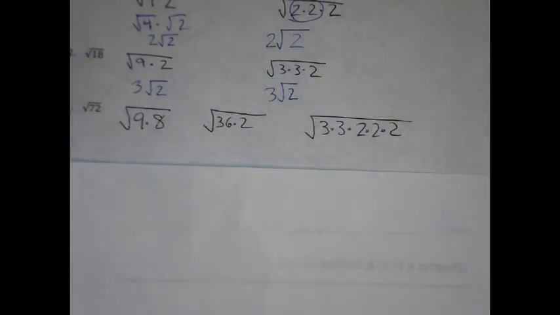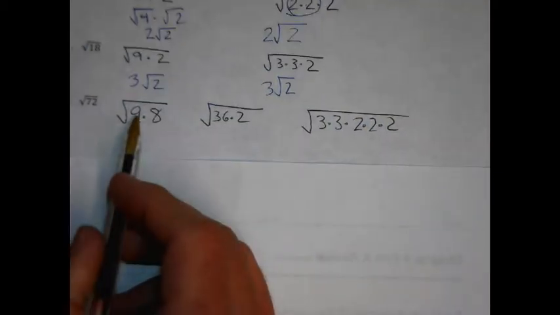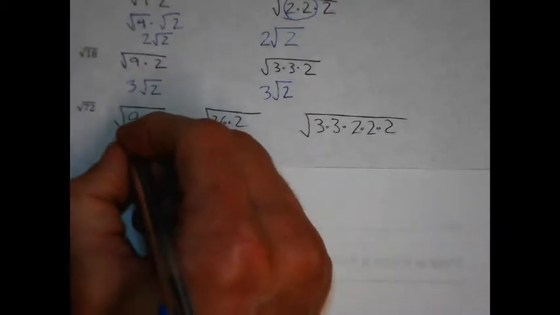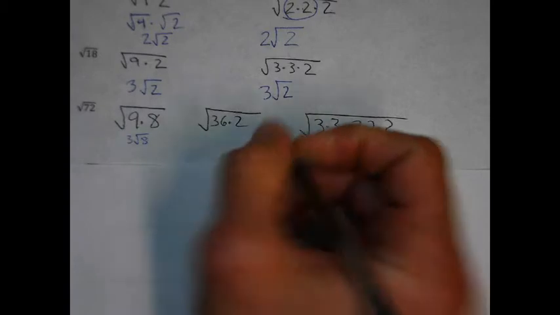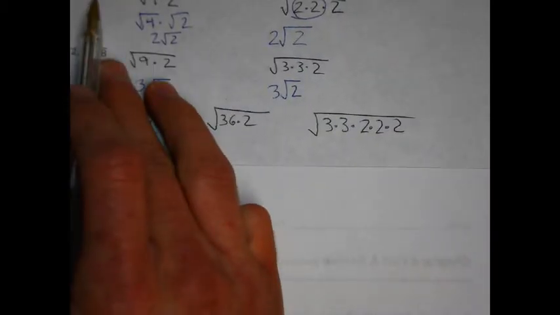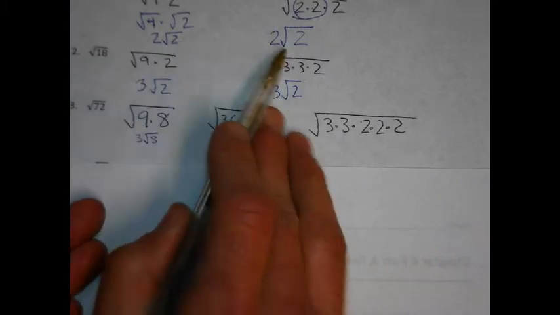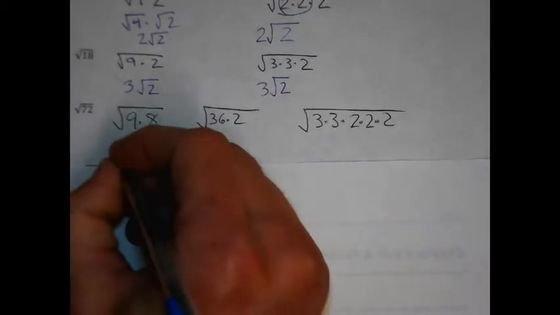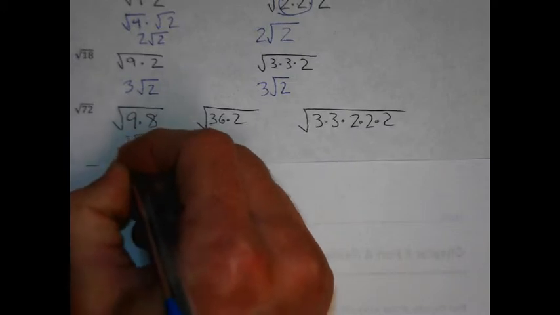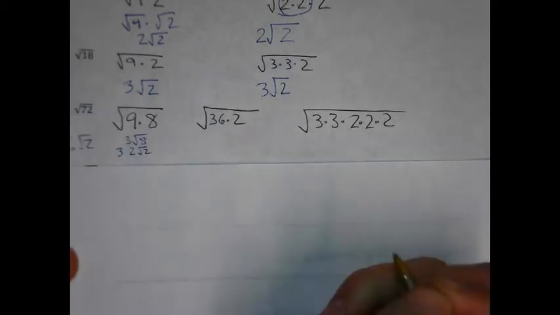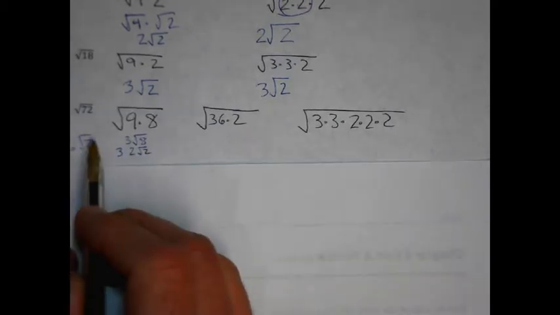So what happens if we look at it as 9 times 8? Well, the square root of 9 times the square root of 8. The square root of 9 is 3. Then we have the square root of 8. We already simplified that. The square root of 8 is 2 times the square root of 2. Remember, this is multiplication here. So we have 3 times 2 times the square root of 2, or 6 times the square root of 2. Okay, so we know we're going to end up with 6 times the square root of 2.